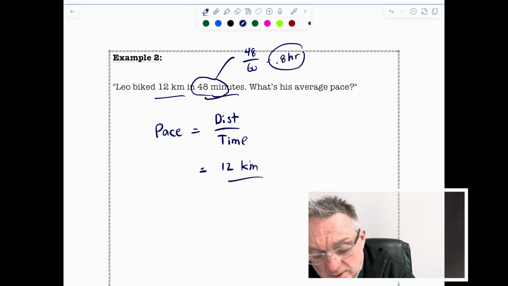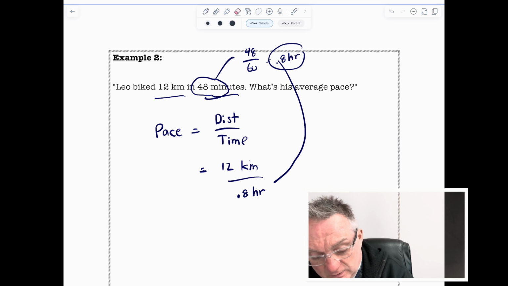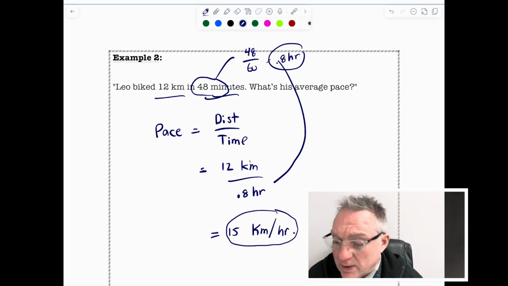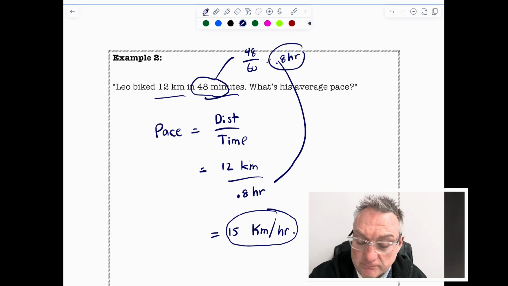So now I plug in the 0.8. 12 divided by 0.8 actually comes out to a nice number. It comes out to 15 kilometers per hour. So you just got to make sure that you use the correct units when you do those formulas. So it's a little bit tricky to it.